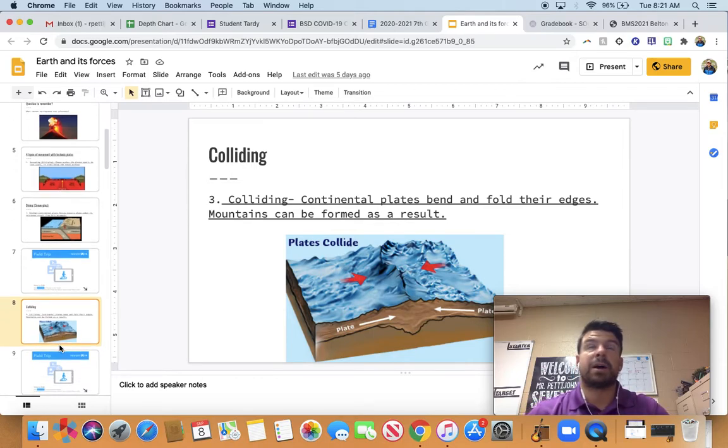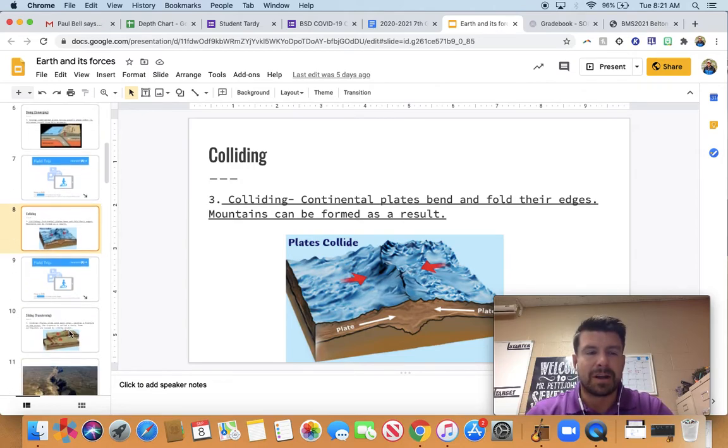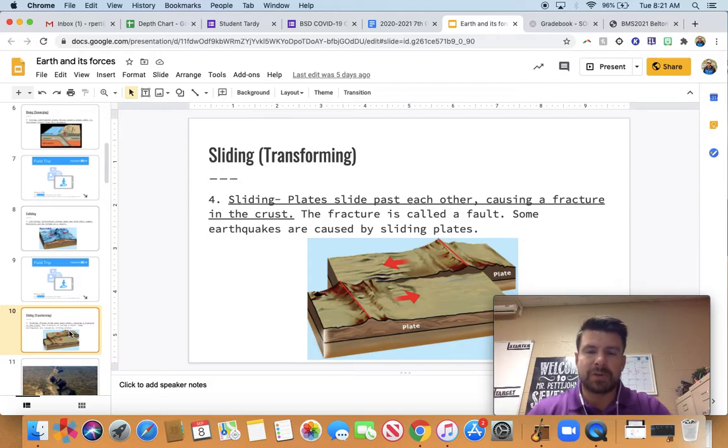When you look at mountain chains like the Himalayas, all over the world, typically they are caused by 2 tectonic plates colliding. There are some mountain chains where we're not entirely sure what happened, but there are some theories to those. All right, we also have sliding.